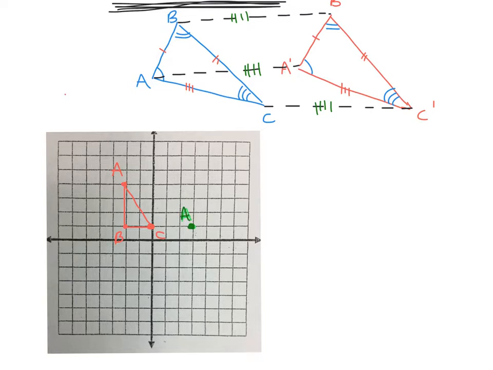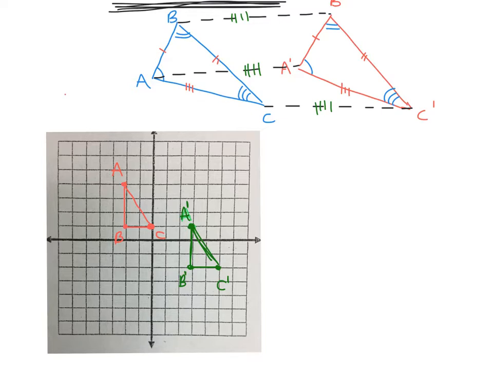Better? Okay. So there's A prime, B prime is here, and then C prime. So your new triangle looks like that. This would be a translation, okay?